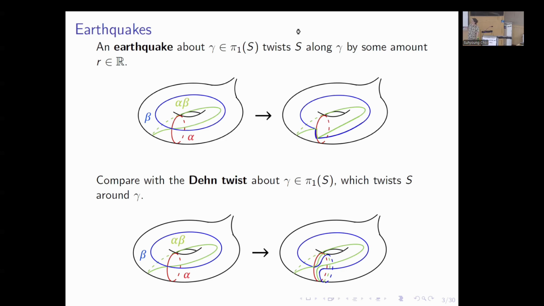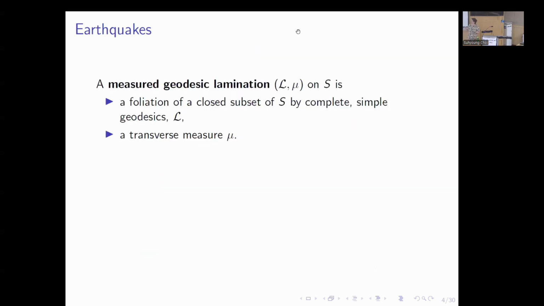Okay, but maybe I've misled you a little bit, because earthquakes are actually defined over a broader set of objects called measured geodesic laminations. So before we just had a simple closed curve, here we have a lamination L and some kind of transverse measure mu. So what is L? This is a foliation of a closed subset of our surface by some complete simple geodesics. And then mu is some transverse measure.